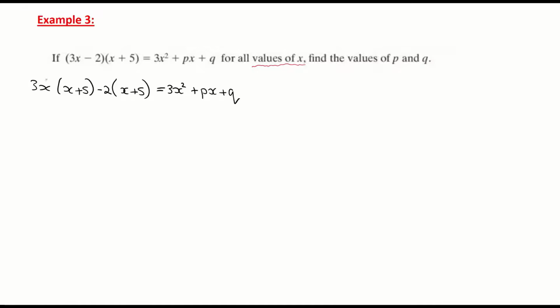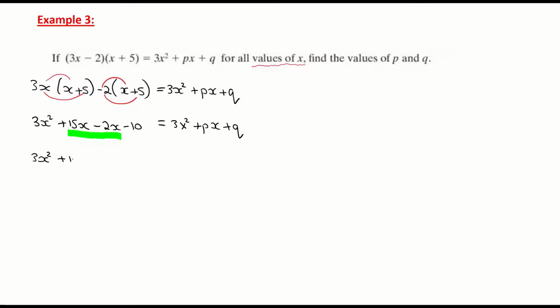And when I multiply in my bracket, I multiply the 3x by the x to get 3x squared. I multiply the 3x by the 5 and I get plus 15x. I multiply the negative 2 by the x and the negative 2 by the 5 to get minus 2x minus 10. And that is equal to 3x squared plus px plus q. On the left hand side, I can group the 15x and minus 2x to get 3x squared plus 13x minus 10 is now equal to 3x squared plus px plus q.